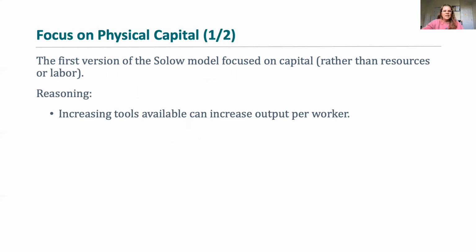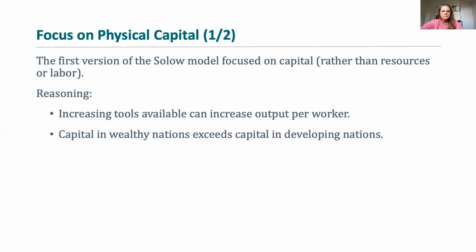The very earliest version of the Solow model really focused on physical capital rather than natural resources and labor. The reasoning was that they were looking at how increasing the tools available would increase the output per worker. So essentially, holding labor and natural resources constant, we were looking at those man-made tools, right? The things that we use in the production process itself.